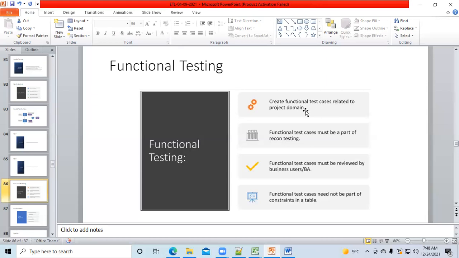Create functional test cases related to project level. Functional test cases and technical test cases are entirely different. Maybe one or two test cases might match, but generally they are different. Functional test cases must be part of recon testing.